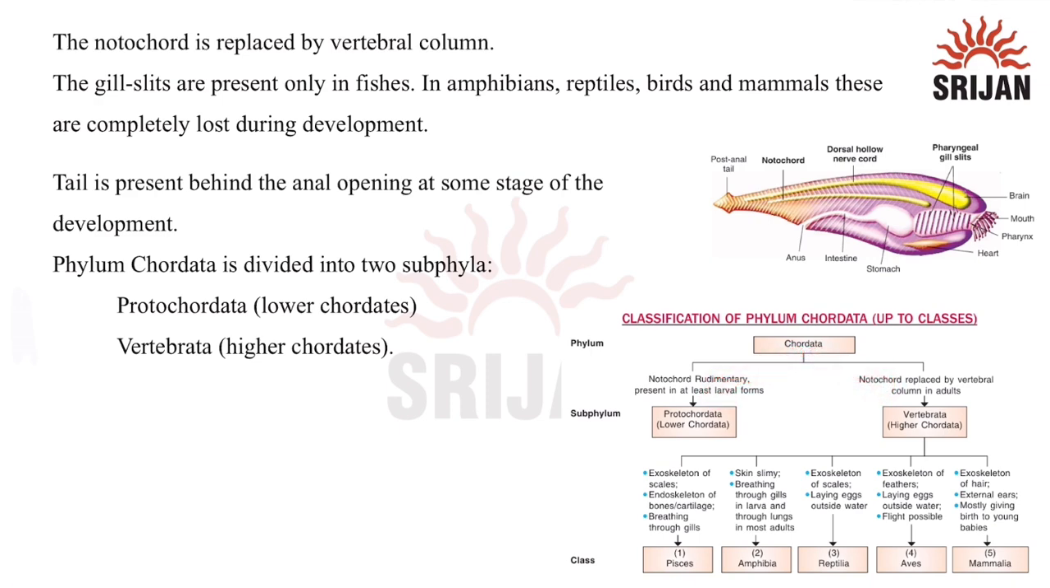Now, Protochordata are lower chordates and Vertebrata are higher chordates. These basically mean that in Protochordata, the notochord is rudimentary. Now, it is only present at least in larval forms, whereas notochord is replaced by vertebral column in Vertebrata. Now the Vertebrata are further divided into five classes, which are Pisces, Amphibia, Reptilia, Aves, and Mammalia.